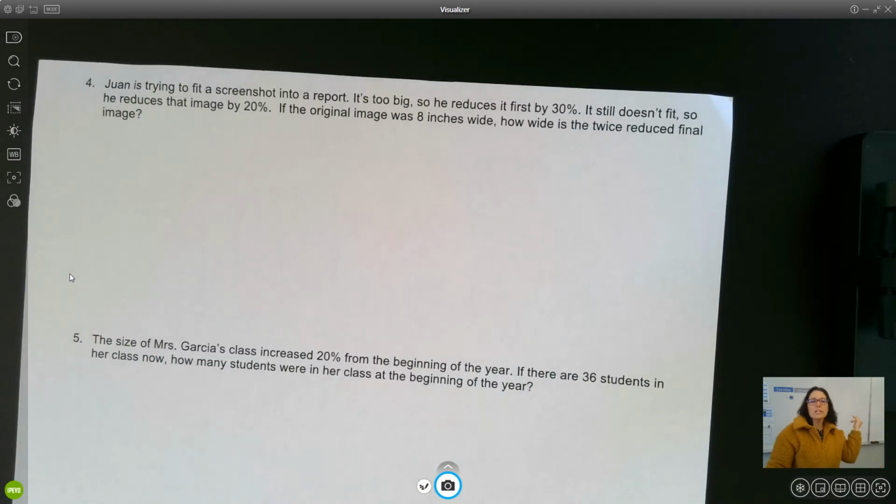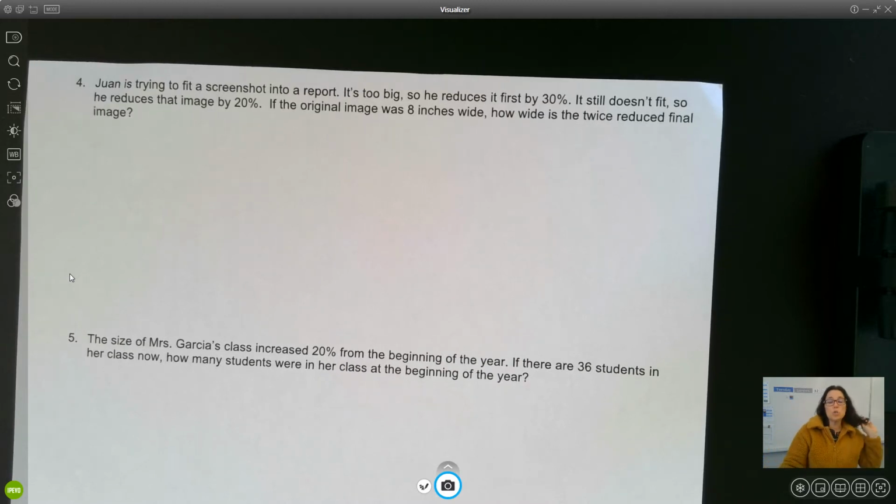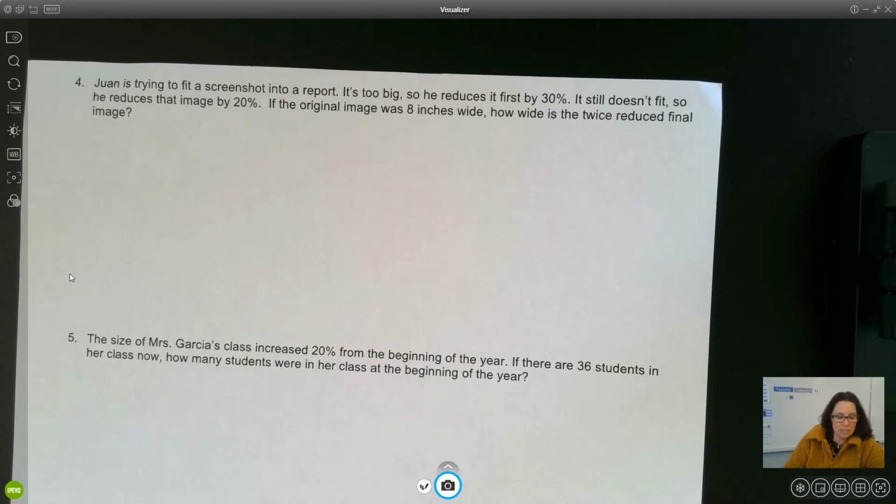Juan is trying to fit a screenshot into a report. It's too big, so he reduces it first by 30%. It still doesn't fit, so then he reduces that image by 20%. Okay, don't be thinking he reduces by 50% overall. Careful. If the original image was 8 inches wide, how wide is the twice reduced final image? Do you understand we have two problems in this one?